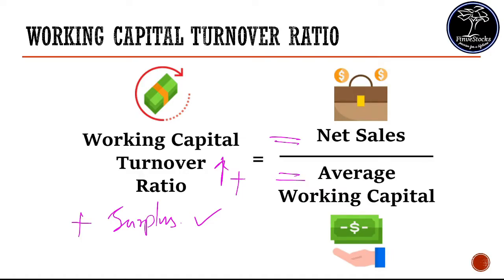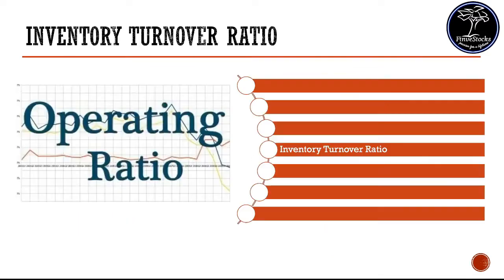In case of Polycab, the average revenue is 11,296 crores, whereas the average working capital is 2,644. So the ratio comes to around 4.27. That means the company is able to generate 4.27 rupees of revenue every year for 1 rupee of working capital. The next operating ratio is inventory turnover ratio.